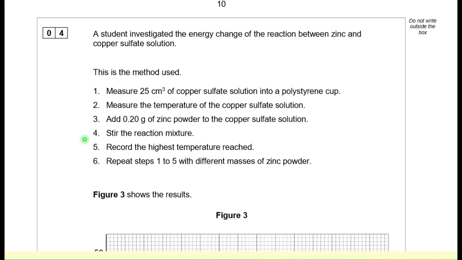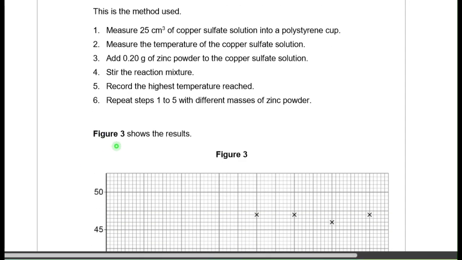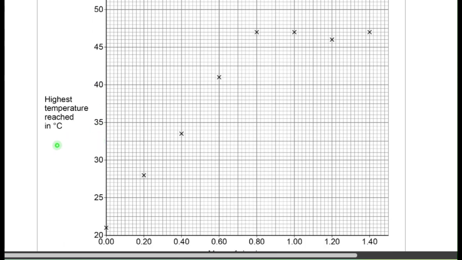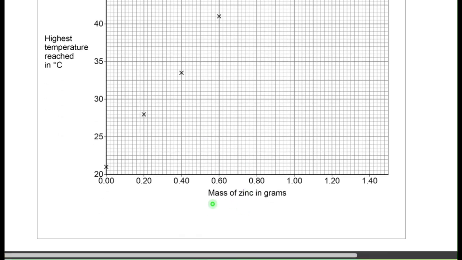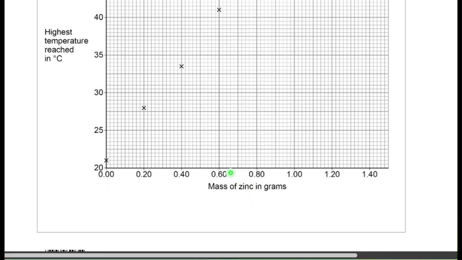Stir the reaction mixture. Record the highest temperature reached. Repeat steps 1 to 5 with different masses of zinc powder. Figure 3, which is a graph, shows the results. So on the vertical or y-axis we have highest temperature reached in degrees Celsius. On the horizontal or x-axis we have the mass of zinc in grams.